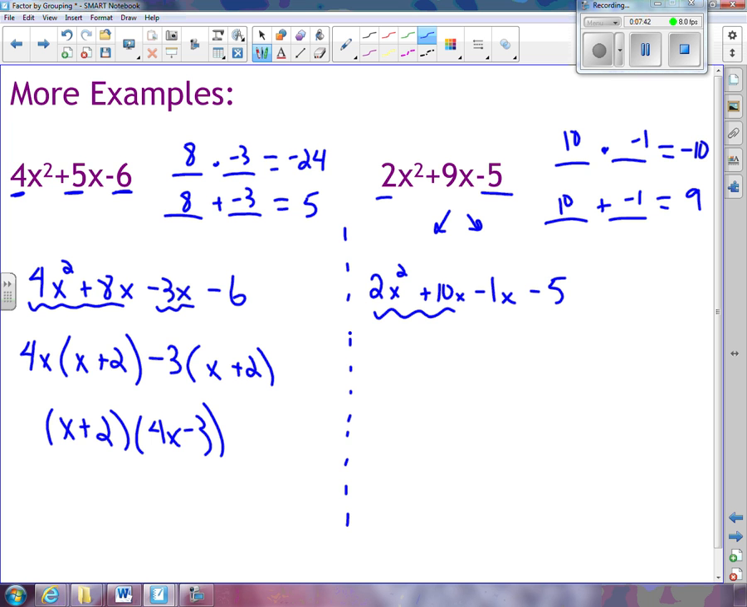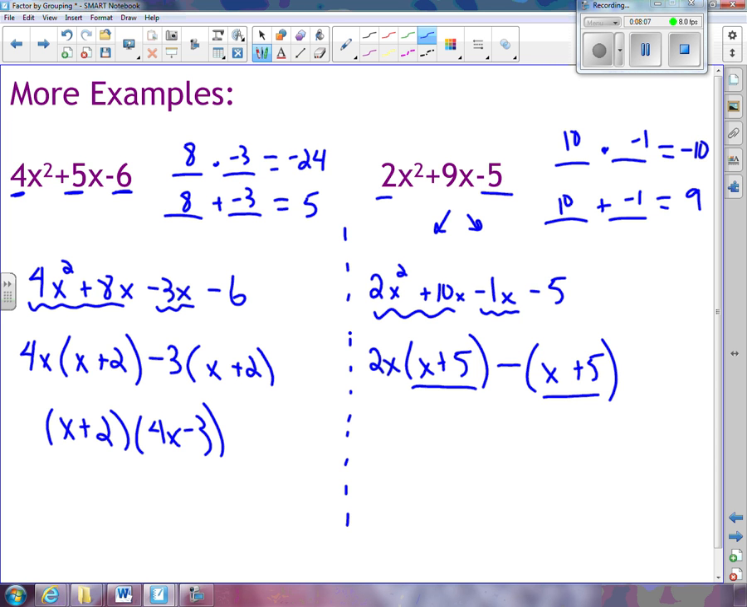So if I look for what's in common, I can take a 2x out, and I'm left with x plus 5. Now here, they don't really have anything in common except a negative. So remember, if this term is negative, you always have to take out a negative. So then you're left with x plus 5. The reason that we have to take out that negative is so that this term agrees with this term, and we're able to complete the factor by grouping.